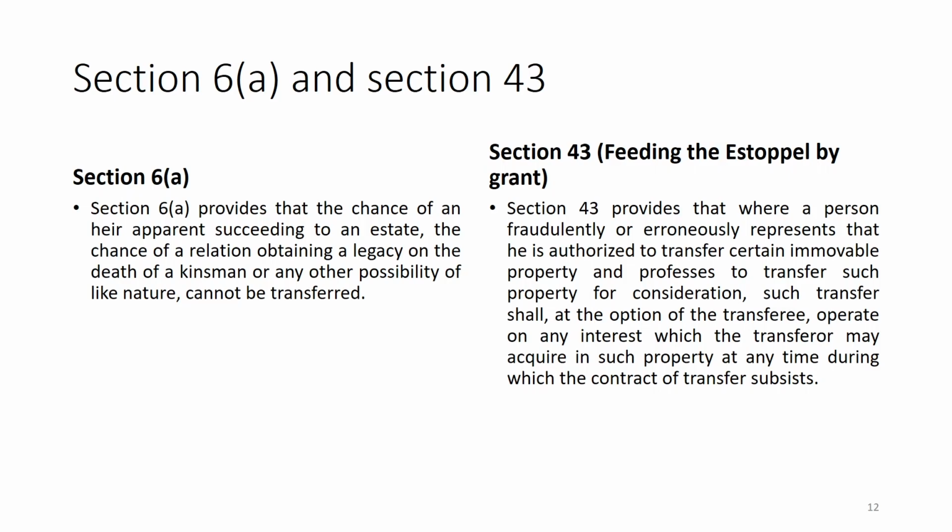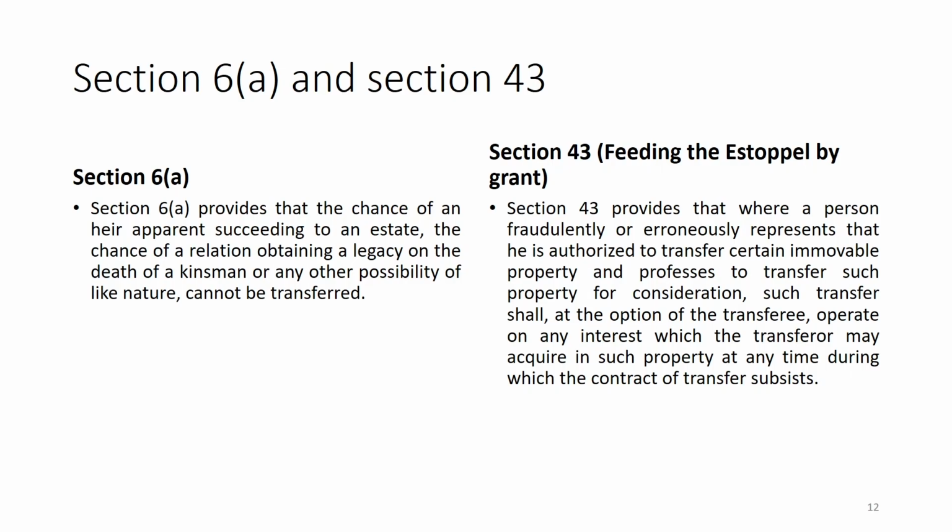So, section 43 says, where a person fraudulently or erroneously represents that he is authorized to transfer certain immovable property, or professes to transfer such property for consideration, and that is fraudulent in nature, then such transfer shall, at the option of the transferee, operate on any interest which the transferor may acquire in such property at any time during which the contract of transfer subsists.